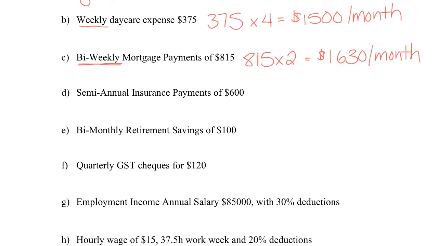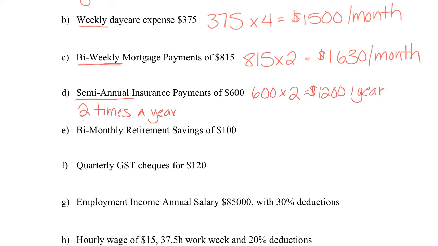Okay, next up we have semi-annual insurance payments. So semi-annually, this is 2 times a year. You can figure this out in a couple different ways. So we could take this $600 and multiply it by 2, which gives us 1,200. And we know that this is for the whole year, right? So if this is 2 times a year, if I multiply it by 2, that'll give me the cost per year. And once I have the cost per year, I can go ahead and divide that by 12 to get my monthly amount. So this would be $100 per month.